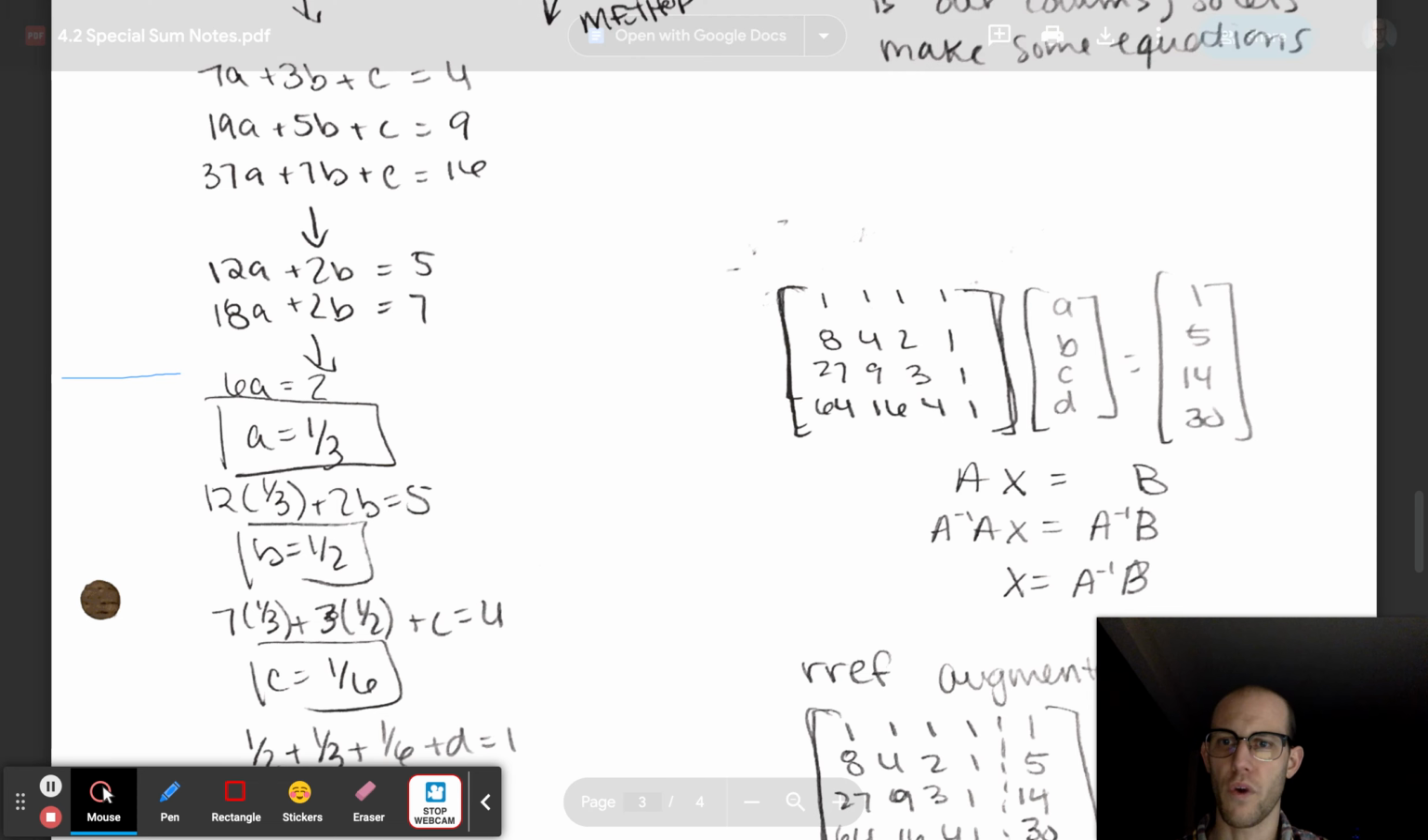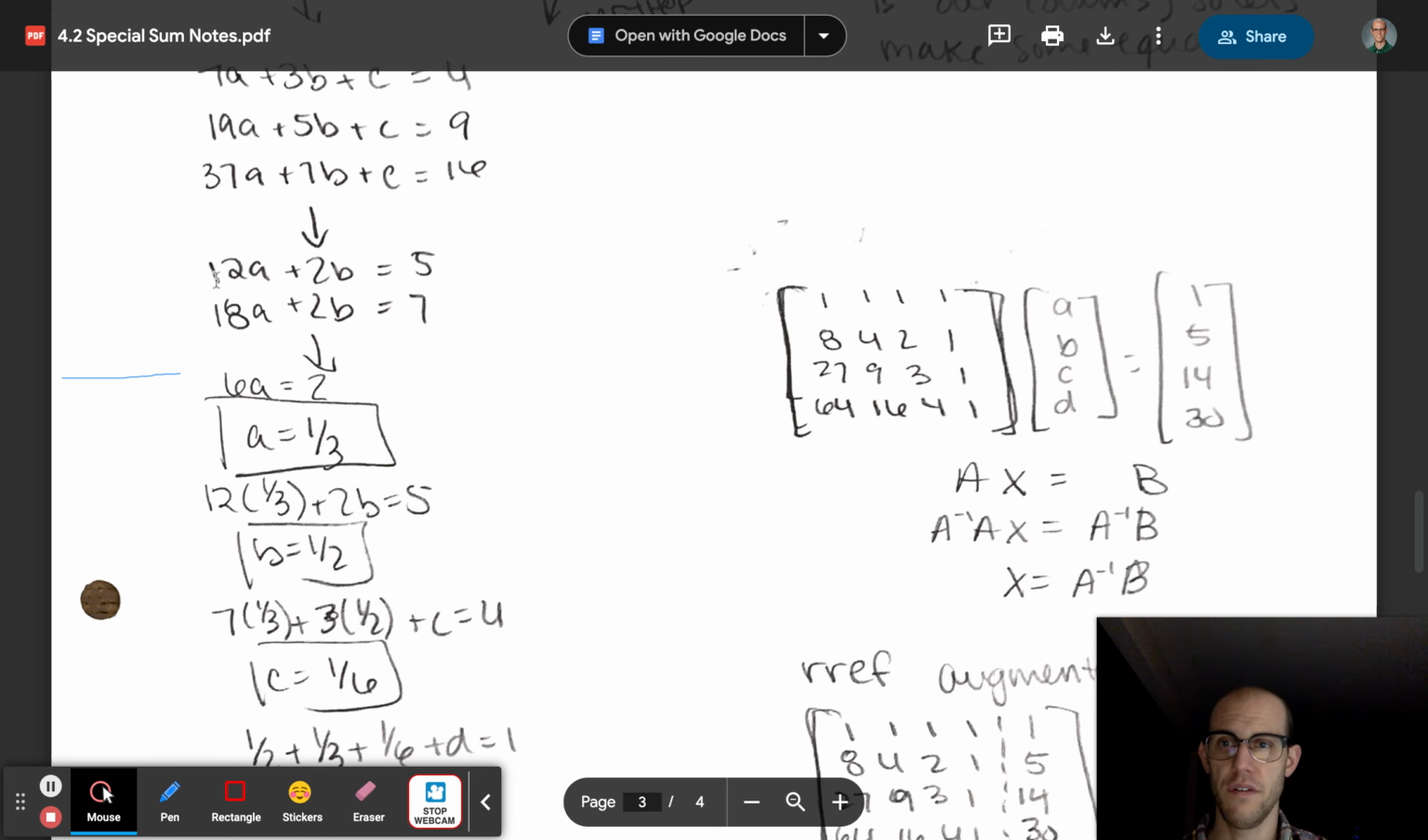And now we can work our way back into whatever equation we want. I like this one because it's simpler. It starts with a 12. So I'm going to put my 1/3 in for a. And now I can solve for b.